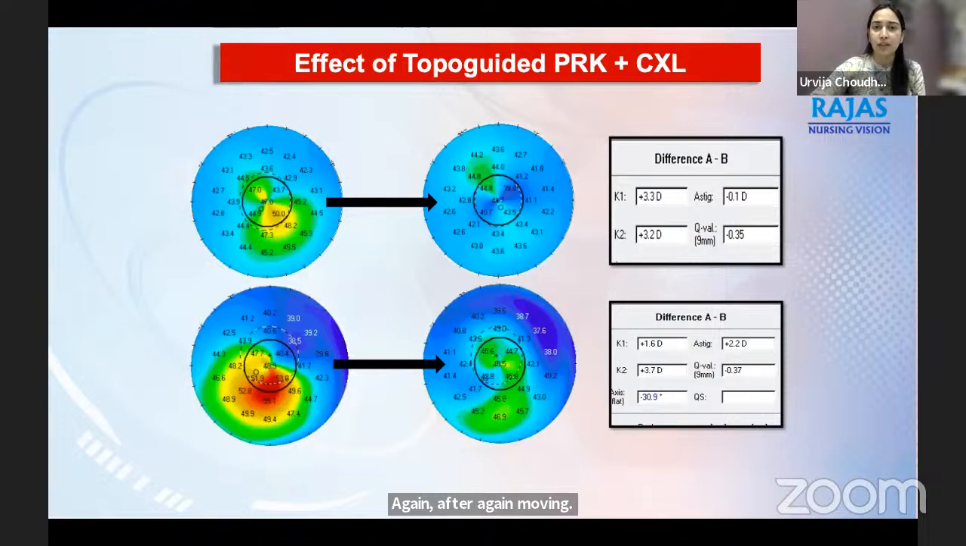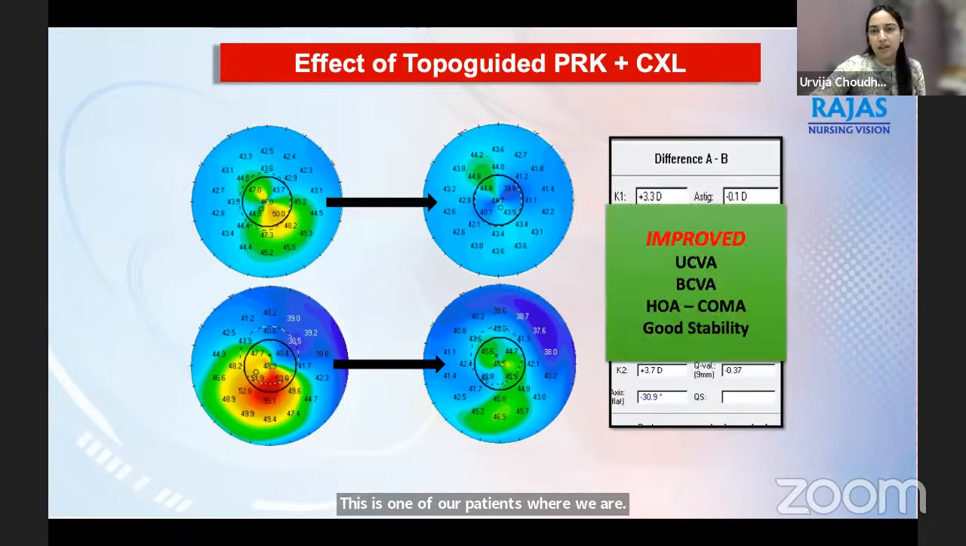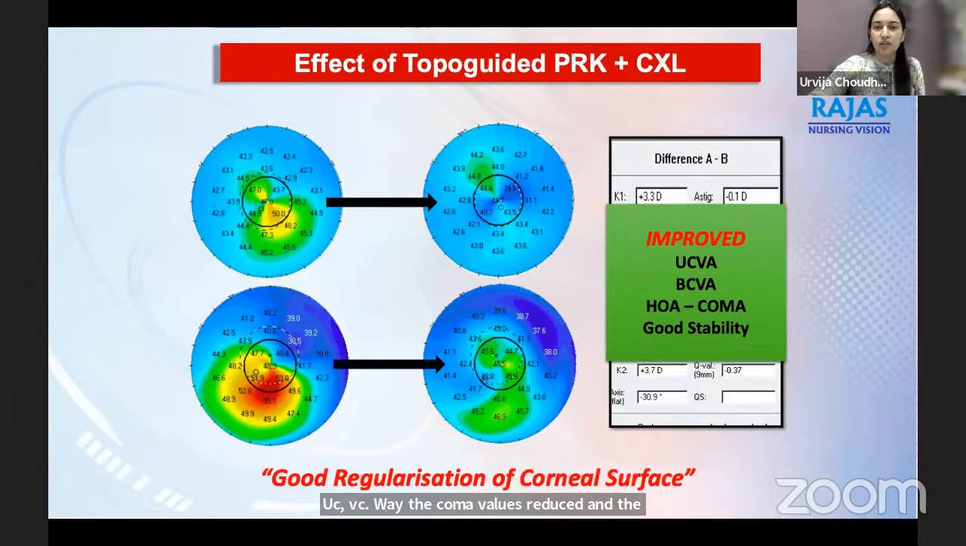This is one of our patients where we operated a topo-guided PRK along with the cross-linking for him. So there was an improvement of UCVA, BCVA, the coma values reduced, and we had a very good post-operative result, and the topography looked like this.